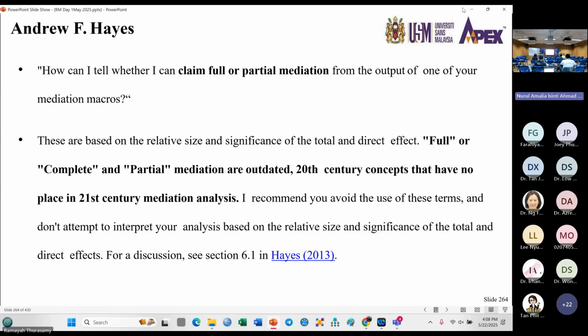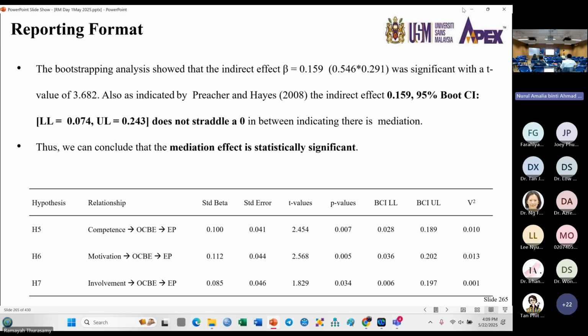And then full and partial mediation. Are you still doing it? Full and partial mediation, no longer. I stopped doing this a long time ago. Okay? We only conclude mediation or no mediation. No more full and partial mediation. Okay. So reporting becomes like this.